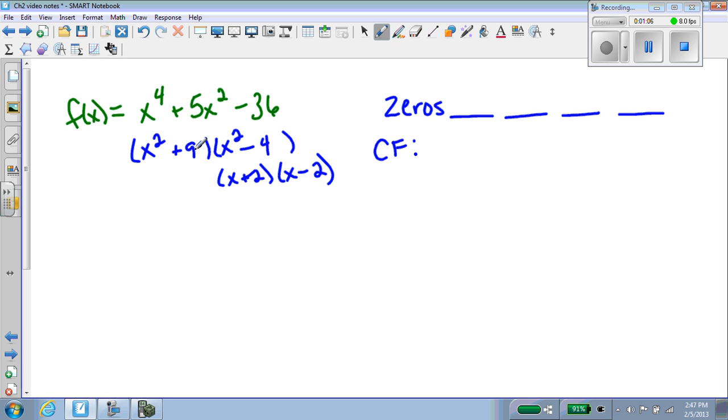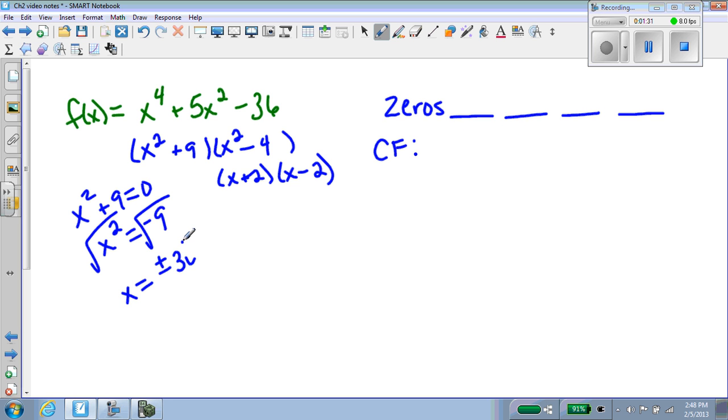Probably at present you don't recognize that, and we don't normally factor a sum of 2 squares. So if you don't recognize it, set it equal to 0 and solve it. Plus or minus 3i. So what we found in breaking this thing down is we found 2 of the zeros, 3i, negative 3i, and 2 of the factors.